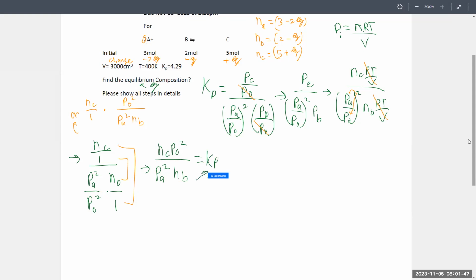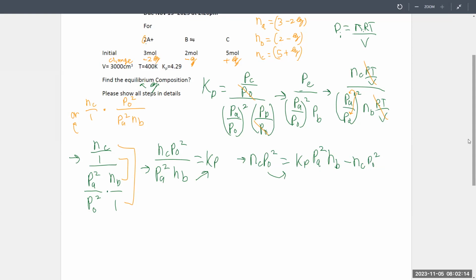So you're going to move that over there. NC P naught squared equals KP times PA squared NB. From there, you can move this one over there. So it's equal to 0 minus NC P naught squared.